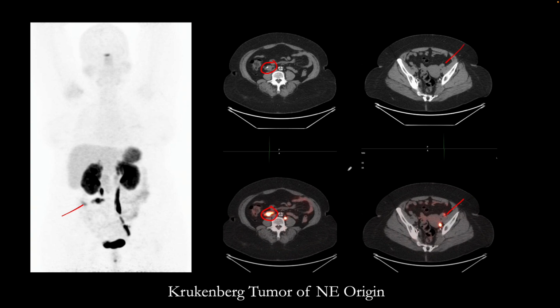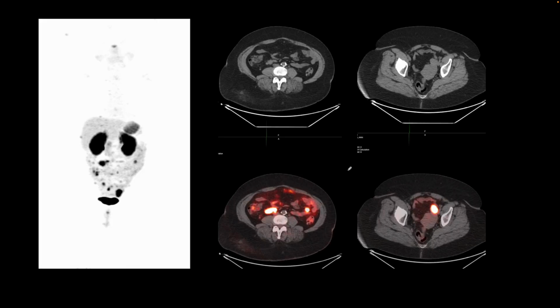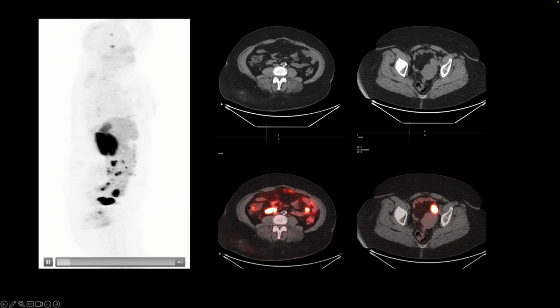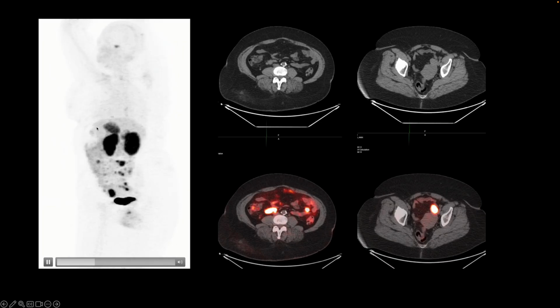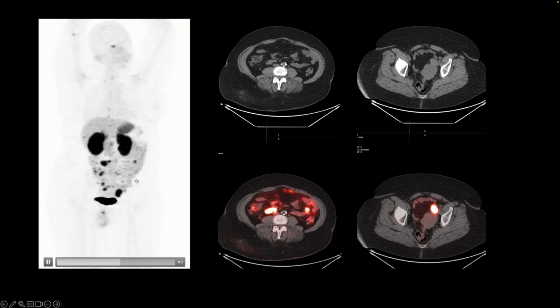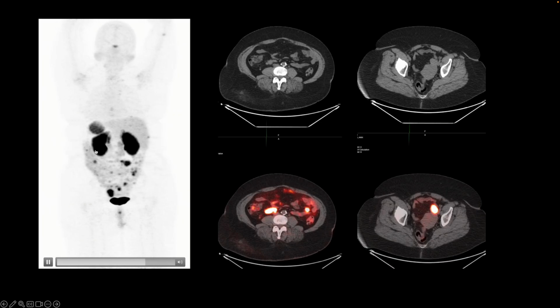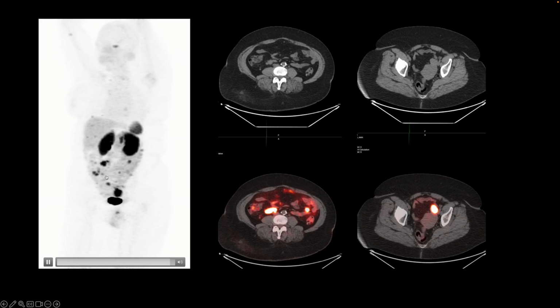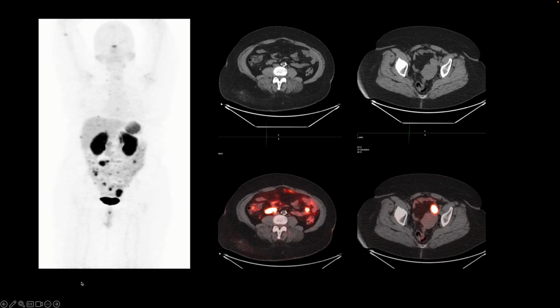This patient came back for a follow-up. This is their follow-up study. And on the rotating image, we find that there are multiple foci of increased uptake throughout the intraperitoneal compartment, suggesting peritoneal carcinomatosis from their neuroendocrine tumor. So there has been disease progression.